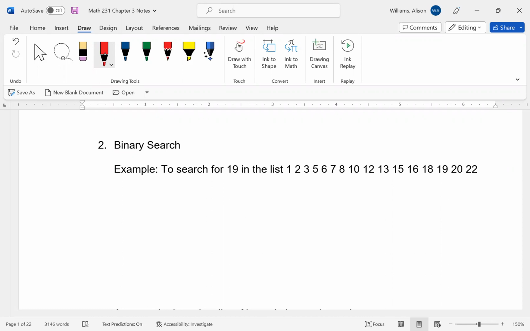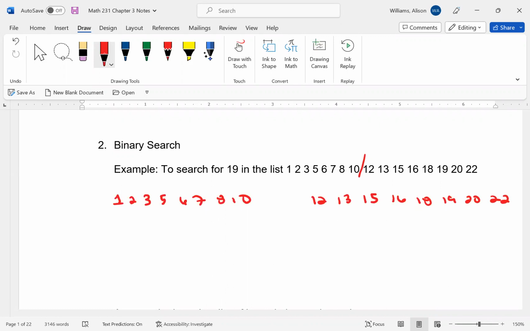I'm going to start by breaking this up into exactly half. There happens to be 16 numbers here. So I'm going to split it up into 1, 2, 3, 5, 6, 7, 8, 10. That's the first part of the list. And the second is 12, 13, 15, 16, 18, 19, 20, and 22. So it's between 10 and 12. Boom. So you split the list up.